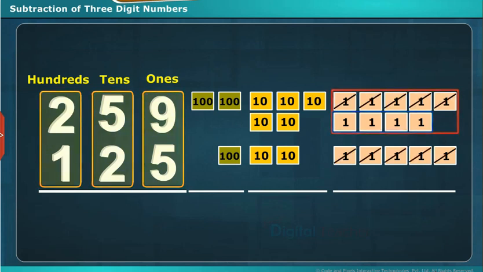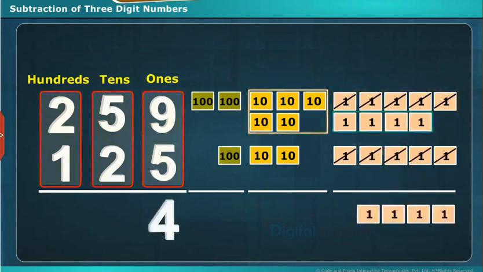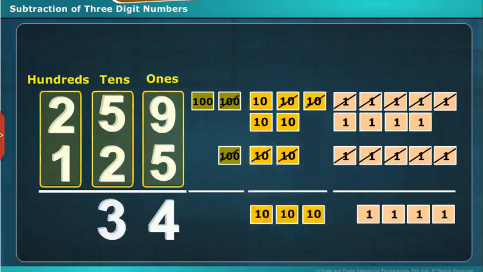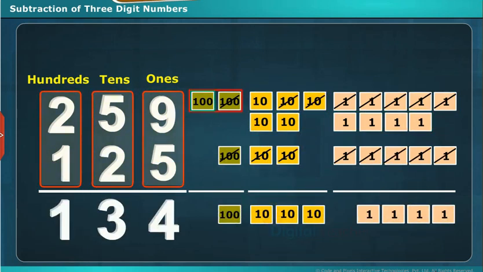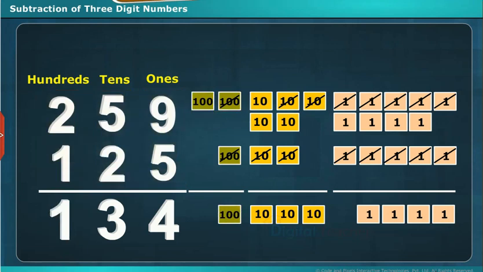So, we should subtract 5 ones from 9 ones, 2 tens from 5 tens and 1 hundred from 2 hundreds. After striking out the numbers, we remain with 4 ones, 3 tens and 1 hundred. Therefore, the difference between the number of boys and the number of girls is 134.